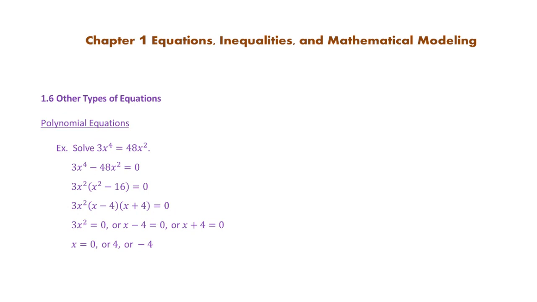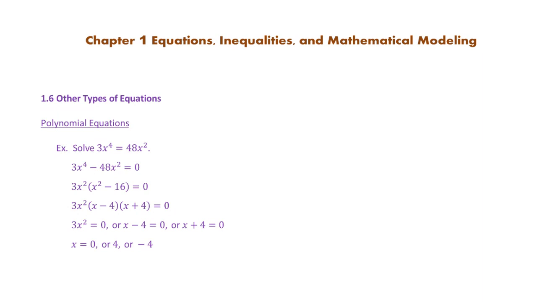What you can factor out is 3x squared. You should always factor out the greatest common factor. For example, consider the numbers and the variables separately. I think we talked about this factorization before, so you can factor 3 from 3 and 48, and you can factor x squared from x to the fourth and x squared. Then if you factor out 3x squared, you are left with x squared minus 16.